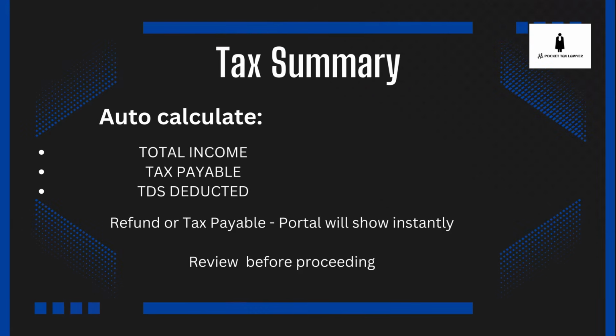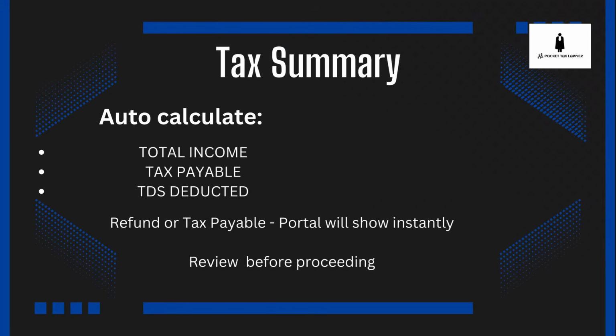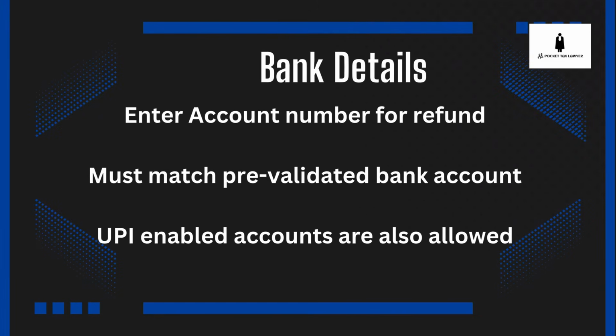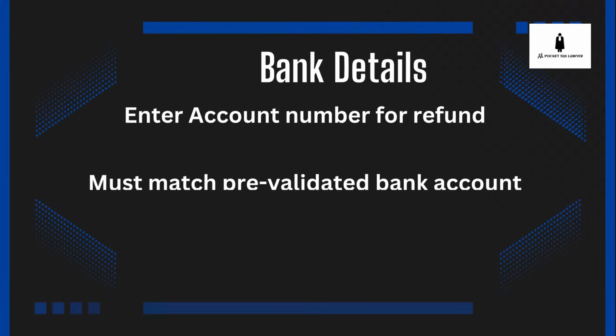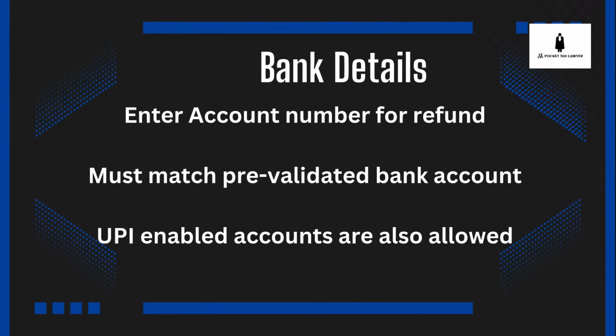Tax summary. Your income tax return will auto-calculate total income, tax payable and TDS deducted. If there is refund or any tax payable, portal shows it instantly. Review your return before proceeding. Bank details. Enter bank account number in which you want your refund to be credited. This should be a pre-validated bank account. Refunds can also be credited to your UPI enabled accounts.